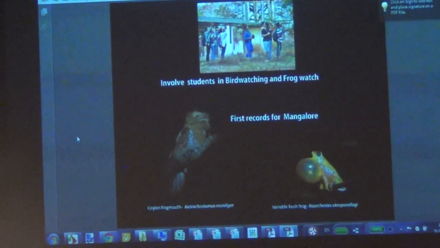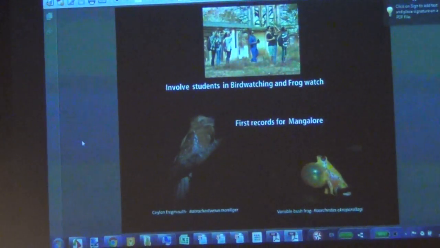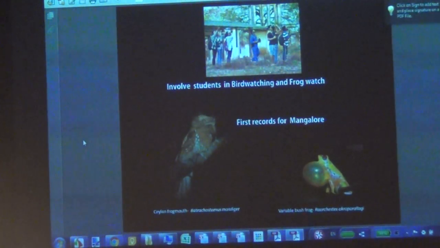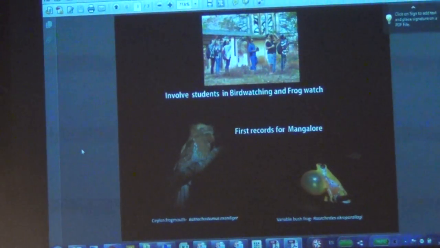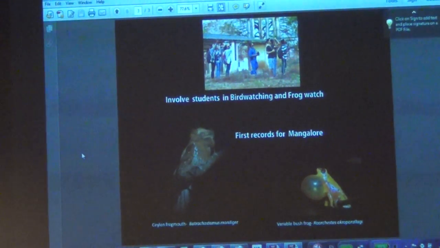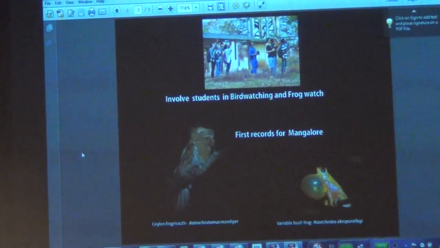So we found recently Ceylon frogmouth, which was not so far recorded from this region. And also one of the elevation species, the variable bush frog, Raorchestes, first-time record from Mangalore, from Mangalore University.